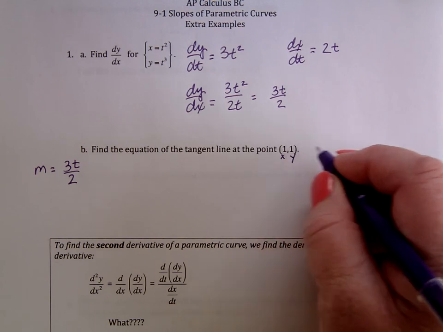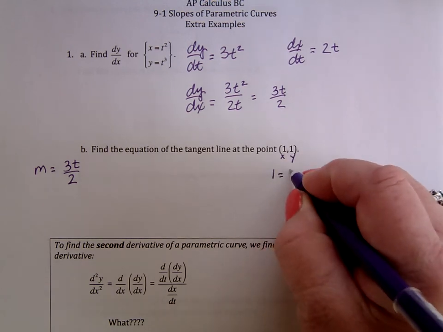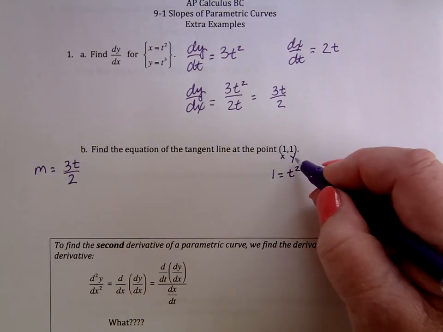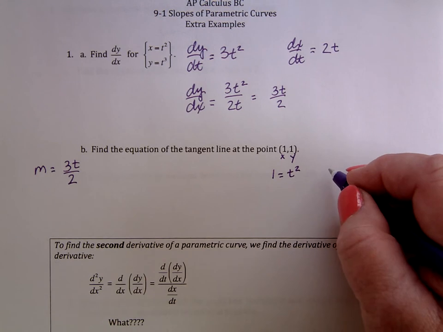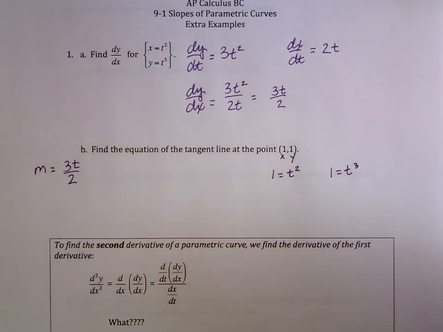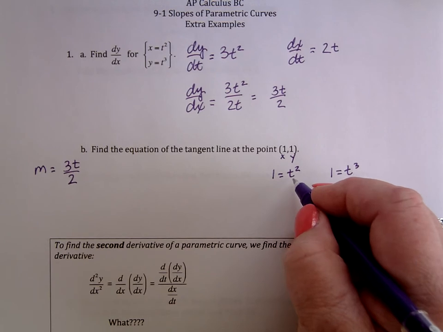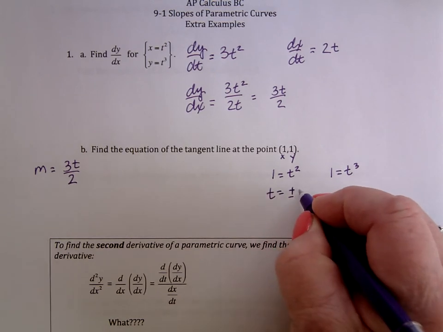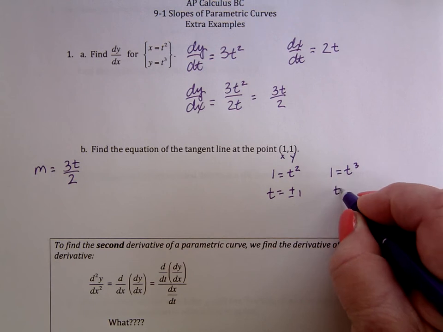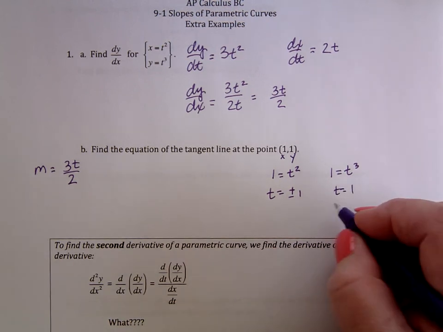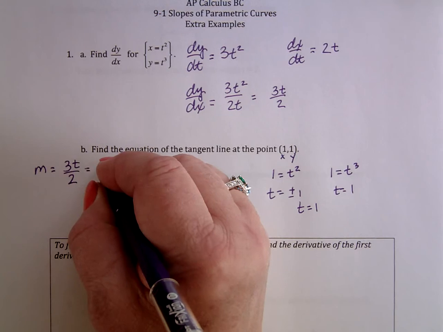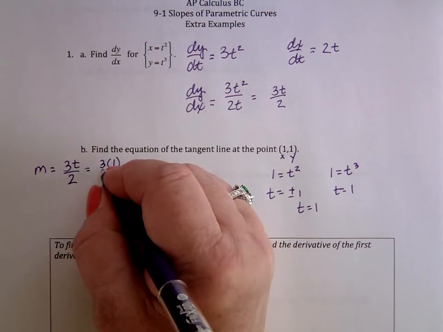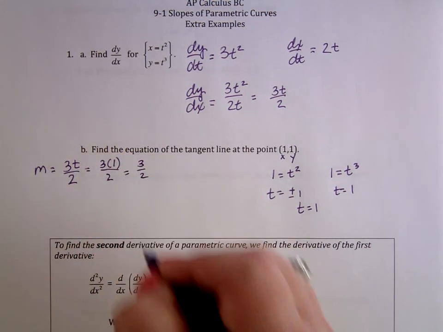I know that if x is 1, then 1 equals t squared. And if y is 1 in the y function, y equals t cubed, so 1 equals t cubed. Let's figure that out. If I take the square root of 1, I get t is plus or minus 1. If I take the cube root of 1, I only get 1. So it's the one where they match. I know that t has to equal 1 because that's where they both match, which then helps me figure out the slope.